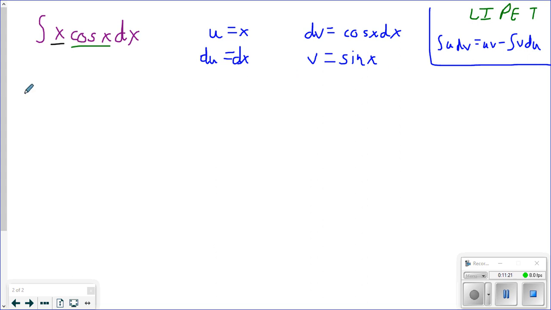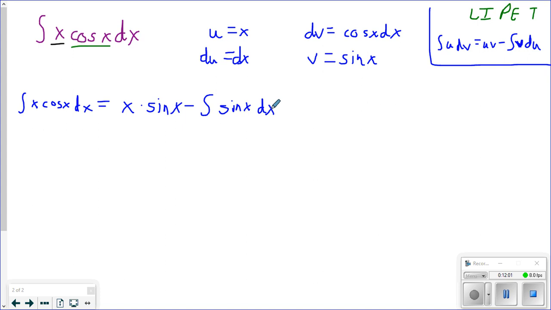Now, we've got the integral of x cosine of x dx, and this equals, now keep in mind, this is all a result of integrating the product rule, that's all. So it's u times v, x times sine of x, minus the integral of v times du. So v is sine of x, and du in this case is just dx.